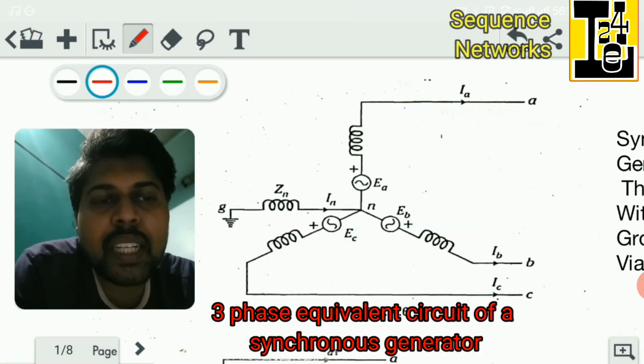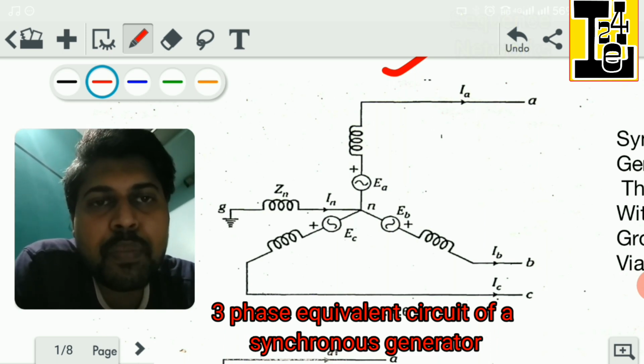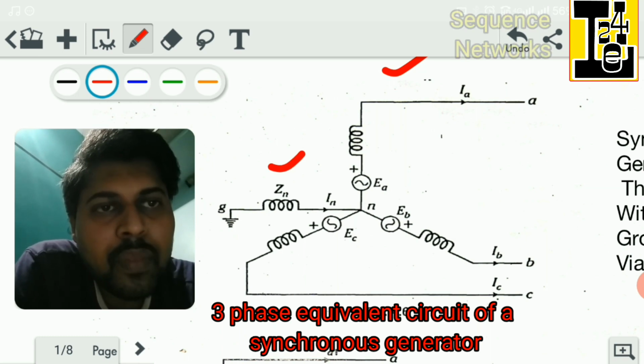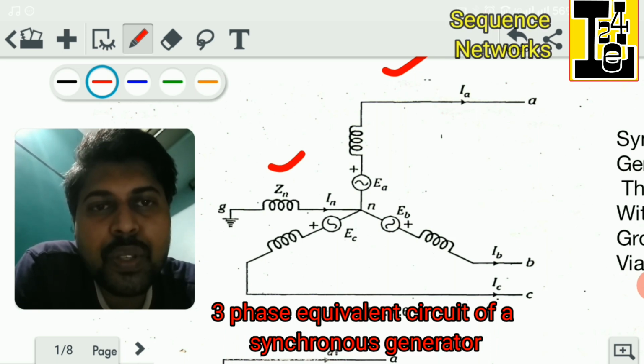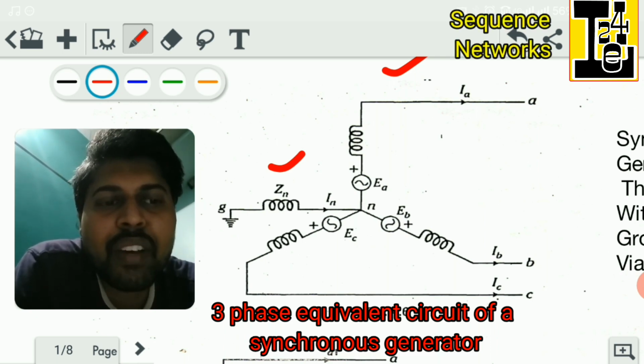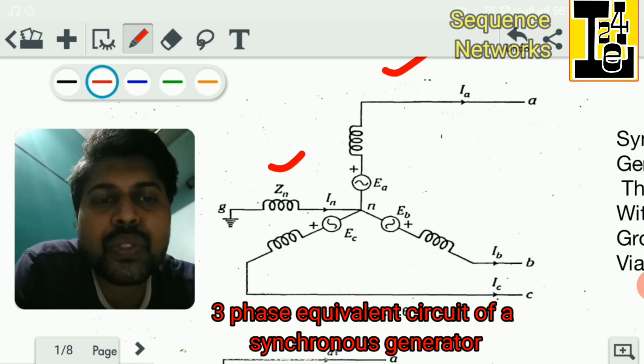Consider the three-phase equivalent circuit of a synchronous generator as shown in the figure. The neutral of the generator is grounded through a reactor of impedance Zn. When the generator is delivering a balanced load or under symmetrical fault conditions, the neutral current is zero. But when the generator is delivering an unbalanced load or during unsymmetrical fault conditions, the neutral current will flow from the ground to the neutral point via Zn.